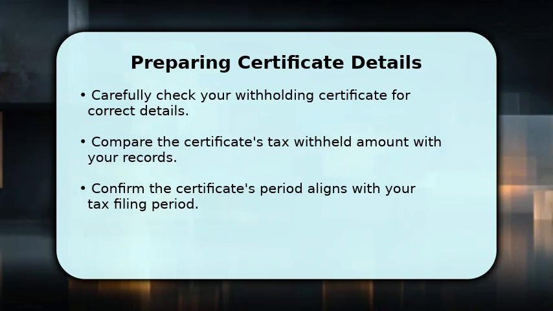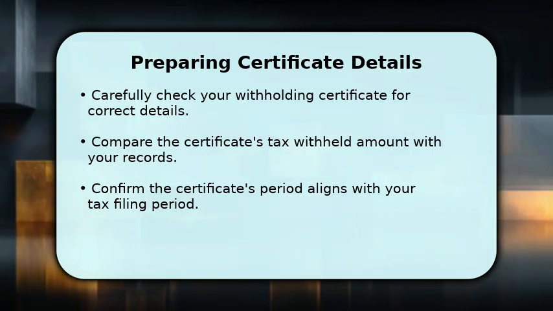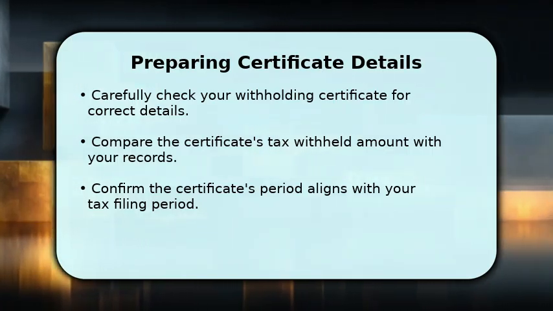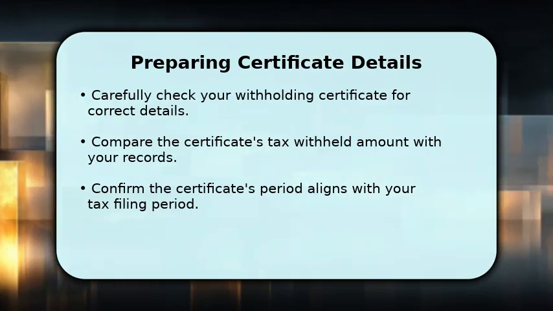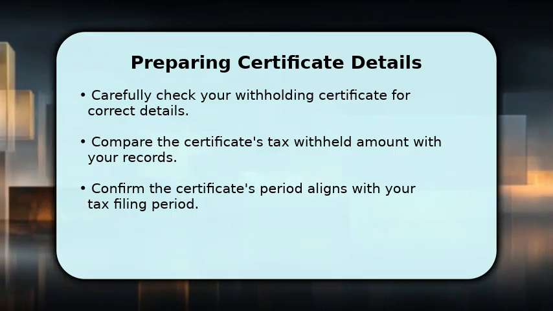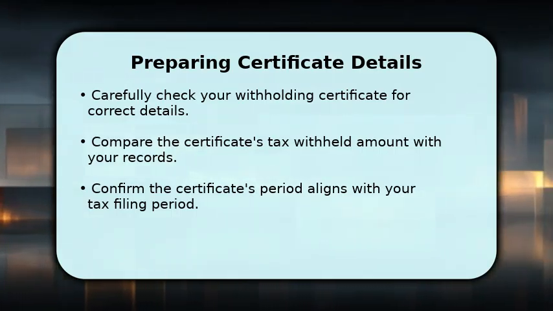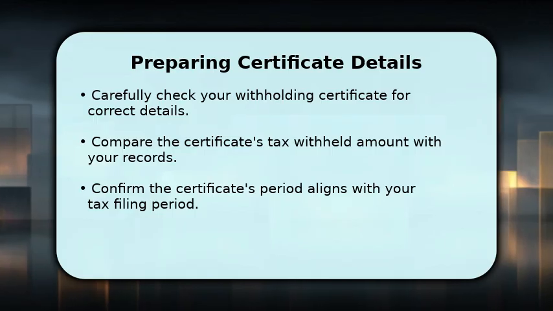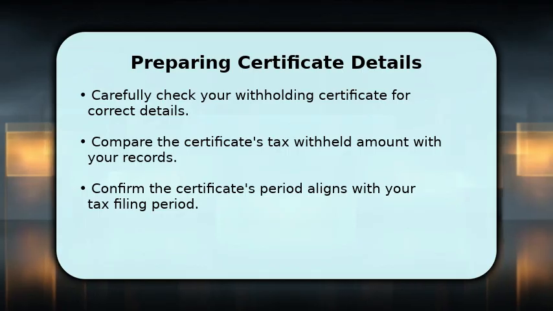Once logged in, navigate to the Returns menu and select File Return. Choose the appropriate income tax return type, usually individual. Before proceeding, meticulously verify all details on your physical withholding certificate. Ensure the tax withheld amount, the certificate number, and the period covered are accurate and match your other financial documents. This step prevents discrepancies later.